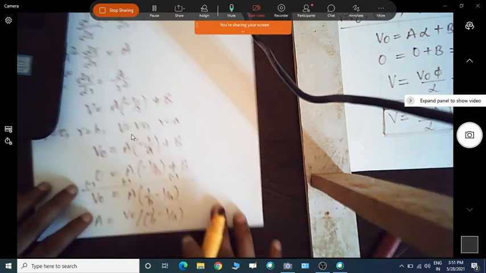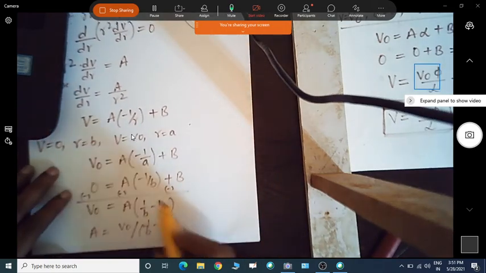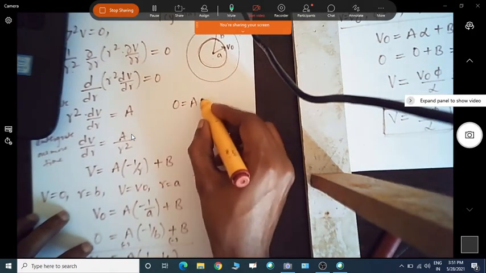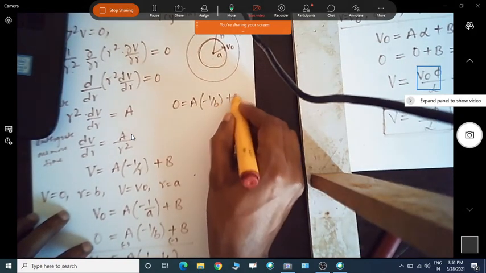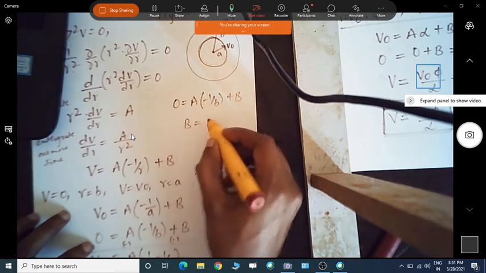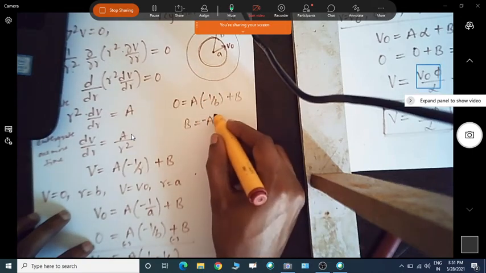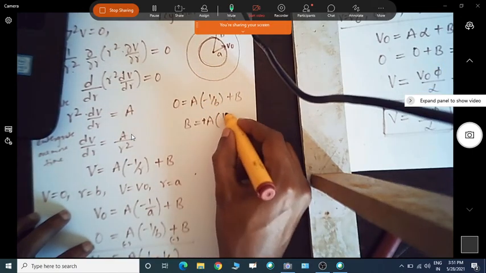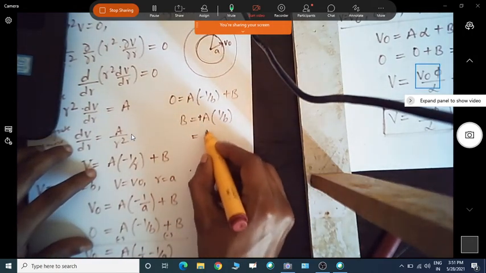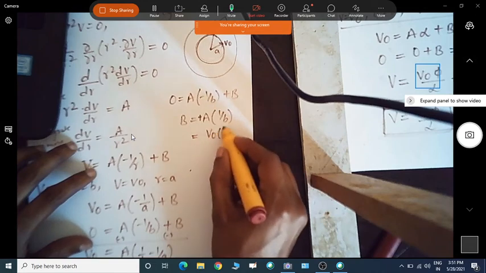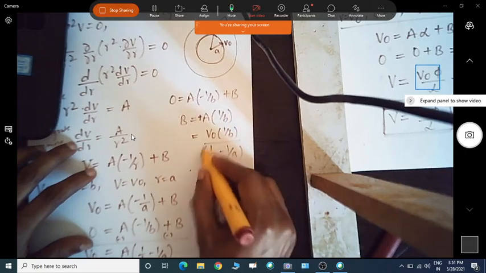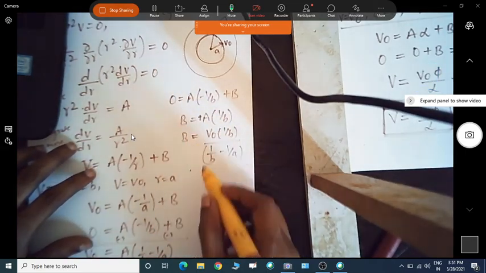Similarly for b, if I substitute in any one of the equations, that is 0 equal to a into minus 1 over b plus b. So b will be equal to, taking this to the other side, plus a into 1 over b. Now if I substitute a, we get V naught into 1 over b, divided by 1 over b minus 1 over a. This is the constant b.